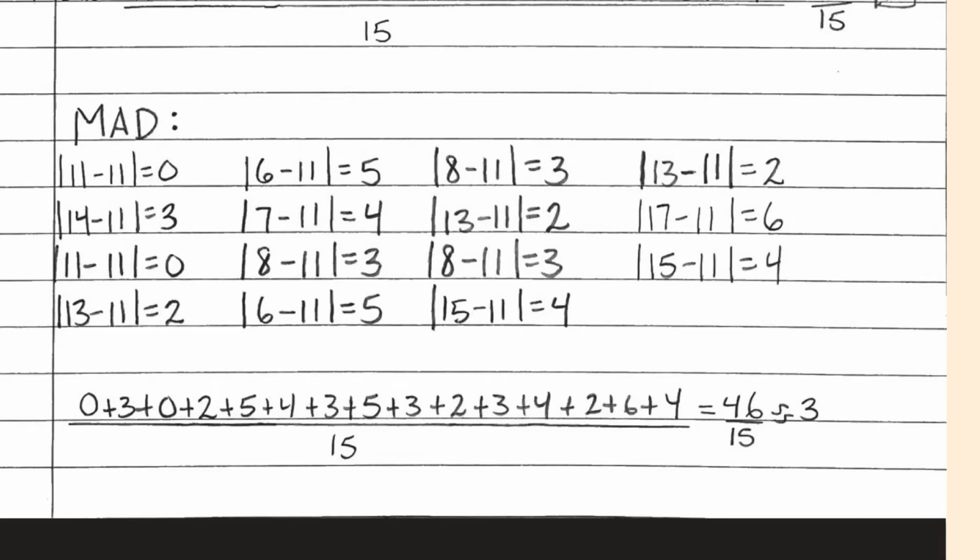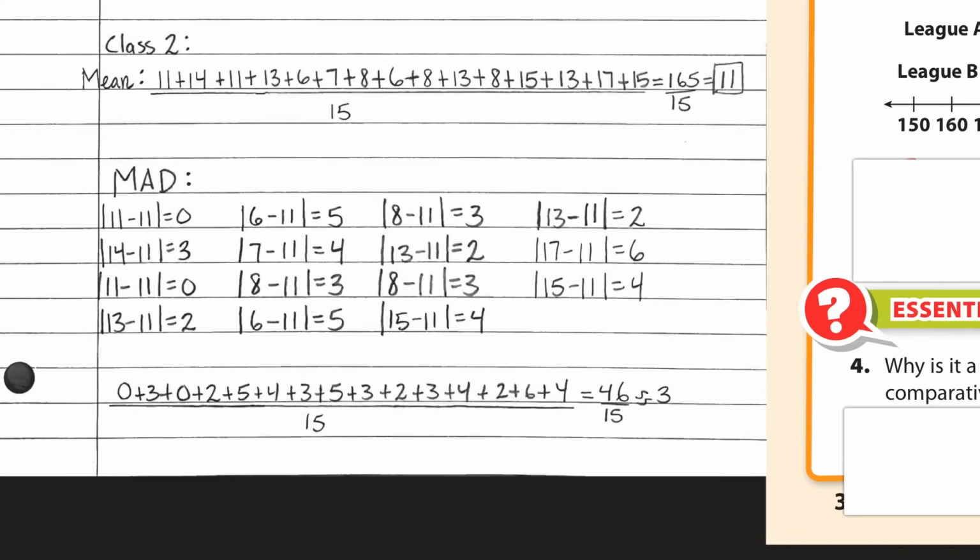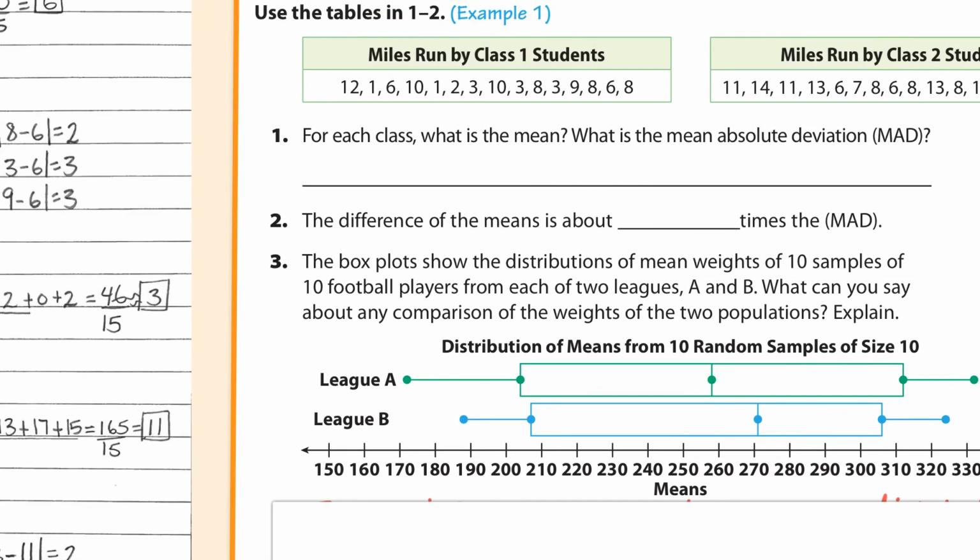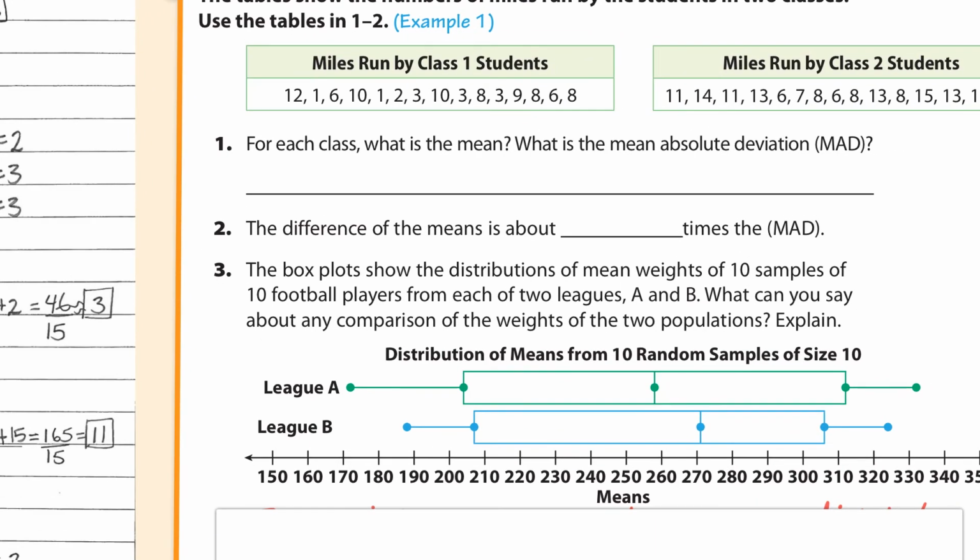So let's go back to this. What was the mean? So for class 1, the mean was 6, and the MAD was about 3.